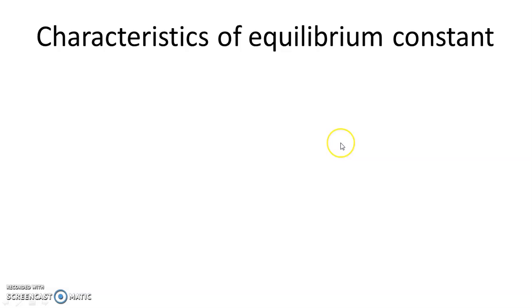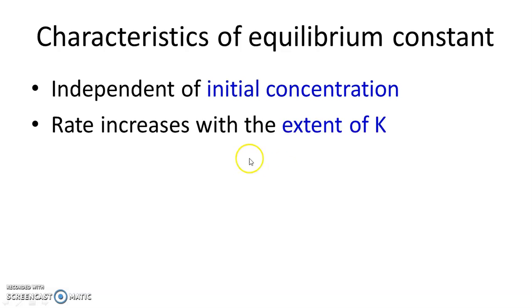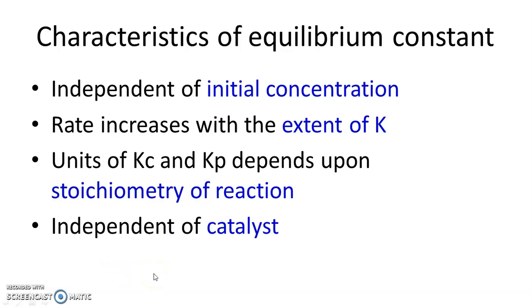Now the next point is the characteristics of the equilibrium constant. The equilibrium constant K, expressed in terms of Kc or Kp, is independent of the initial concentration of reacting substances. Another important characteristic is that the rate increases with the extent of K, or it depends upon the value of K. The greater the value of K, the greater is the rate of forward reaction, or the higher is the percentage of product formed. The next important characteristic is that the units of Kc and Kp depend upon the stoichiometry of the chemical reaction, that is the number of moles of reactants and products, and the value of K is independent of the presence or absence of a catalyst. These are the characteristics of the equilibrium constant.